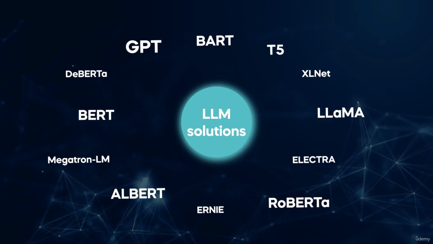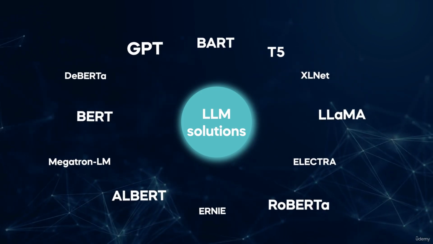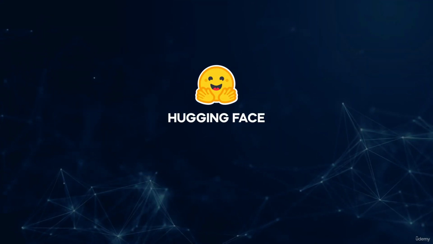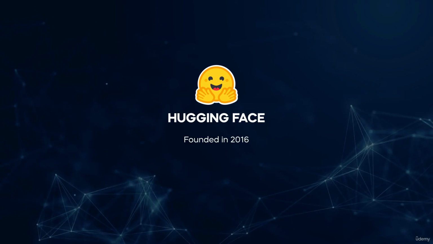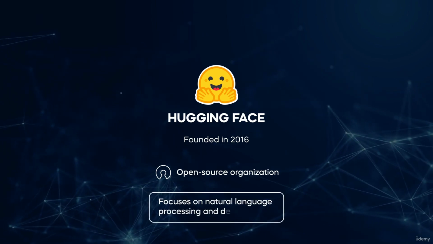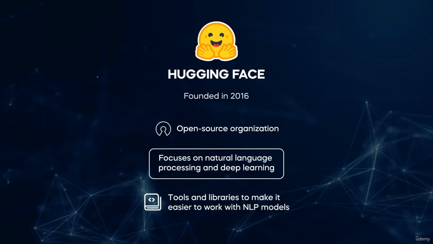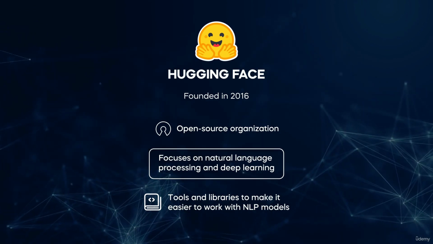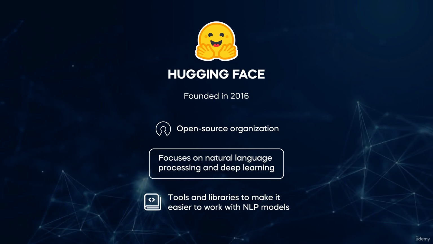Whilst GPT models can be accessed by OpenAI's API, there is another very popular way to interact with other models developed by Hugging Face. Hugging Face, named after the popular emoji, was founded in 2016 and is an open source organization that focuses on natural language processing and deep learning. They provide various tools and libraries to make it easier for researchers and developers to work with state-of-the-art NLP models, including pre-trained models and tools for training your own models.